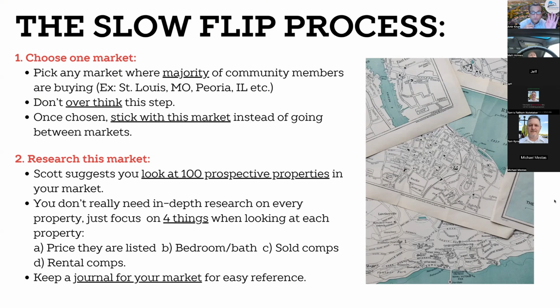In my opinion, you need four things. You should look at four things when, let's say, you need to do 100 properties. When you do that, you're looking at four things. Number one, what is the price this property is listed at? Number two, what is the bedroom, bathroom spec? Look at sold comps and rental comps.